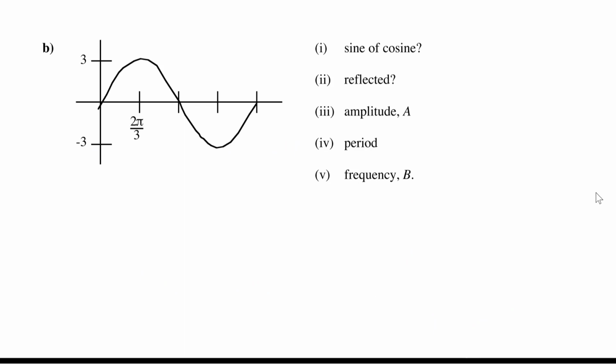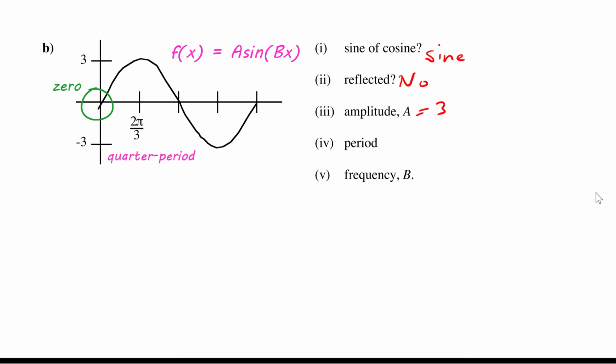In this next example, the graph starts at the origin, at a 0. Well, that means it's a sine function. It's not reflected. And the amplitude is 3. The period, well, we're not given the period. Instead, we're given the quarter period this time. So we need to multiply. 1 quarter period, like 1/4, we need to multiply by the reciprocal, 4 over 1. And that gives us 8 pi over 3. That's the period of the function.